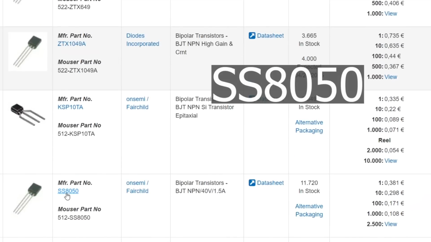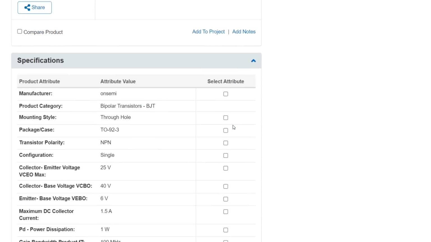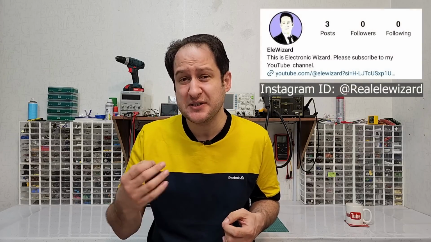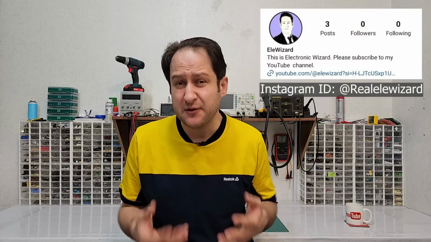Why have I selected this transistor, you may ask? There is no specific reason other than the polarity. It's an NPN transistor. Now we have SS8050. The next thing to consider is the motor voltage. Is the motor voltage effective on our choice, you may ask? In this case, the motor voltage is 30 volts.